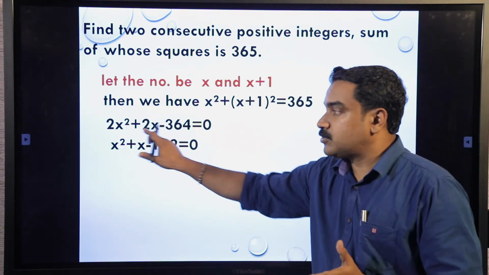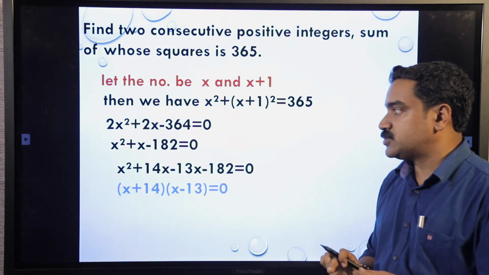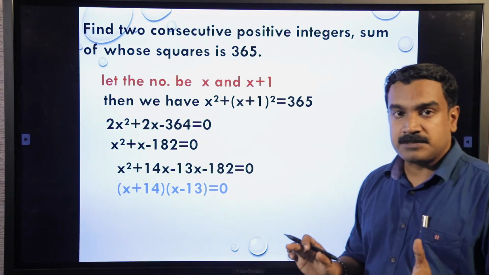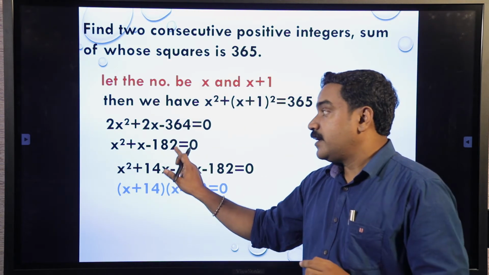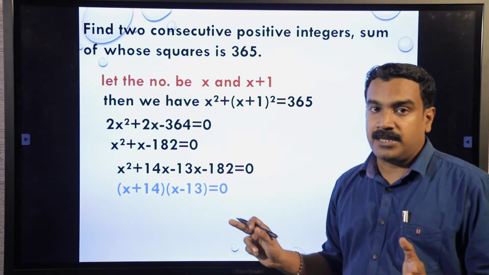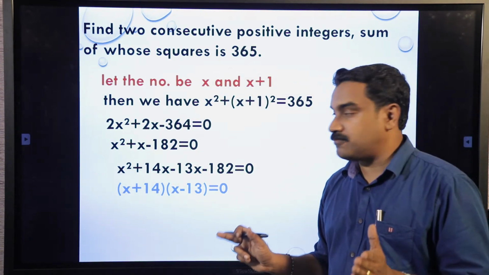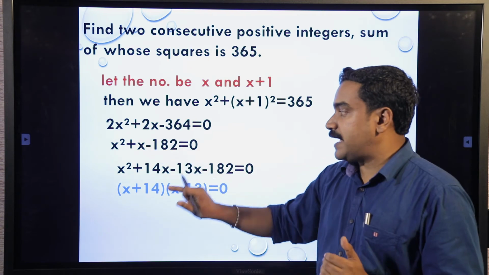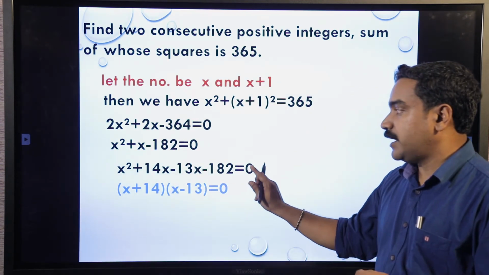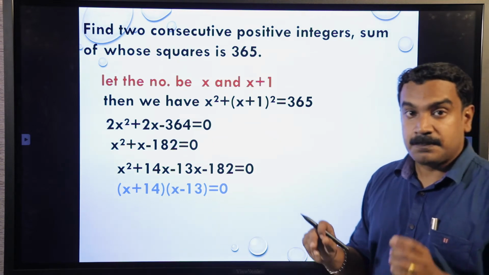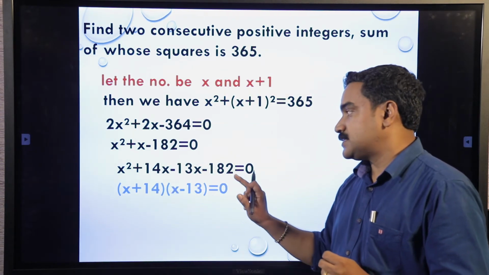Or you can divide throughout by 2. You will get x square plus x minus 182 equal to 0, and split the middle term. How are we splitting the middle term? The product is negative 182 and the sum is 1. Which are the two numbers? 14 and 13. 14 into 13 is 182, and 14 minus 13 is 1. So you can split this x as positive 14x negative 13x minus 182 equal to 0.